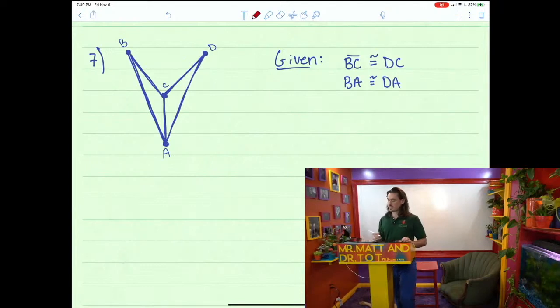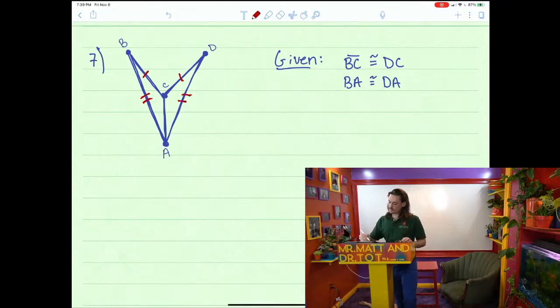Okay, so side length BC is congruent to side length DC. So this guy is congruent to this guy. Then they say BA is congruent to DA, so this side length is congruent to this side length.